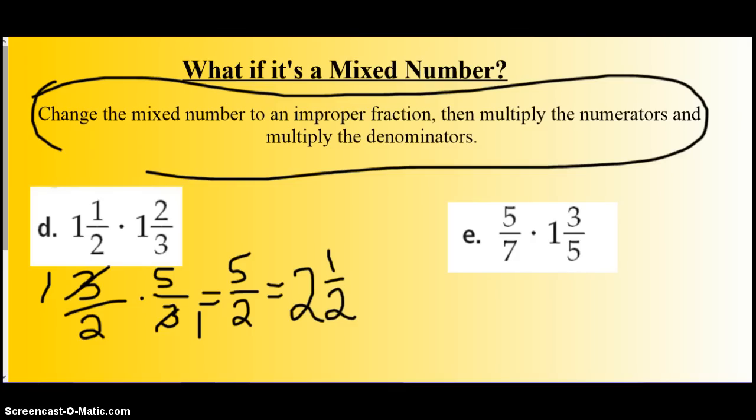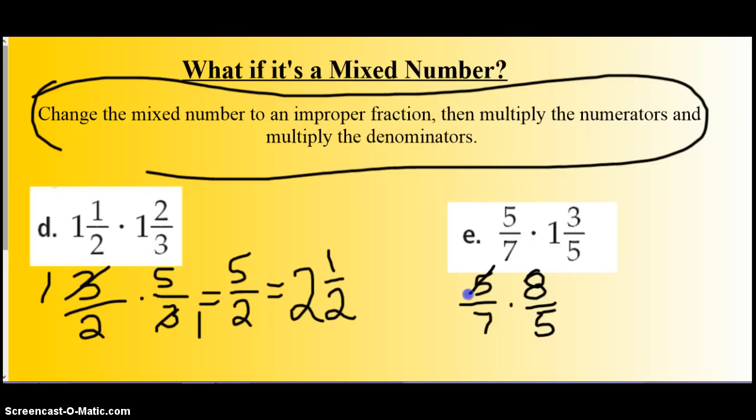Looking at letter E, we've got 5/7. That's already a fraction. Don't have to do anything with that. We've got 1 3/5. Need to change it into an improper fraction. Take your whole number times your denominator. So we've got 1 times 5. Add the numerator. 1 times 5 is 5, plus the 3 is 8. Denominator stays the same of 5. So 1 3/5 gets transformed into the improper fraction 8/5.